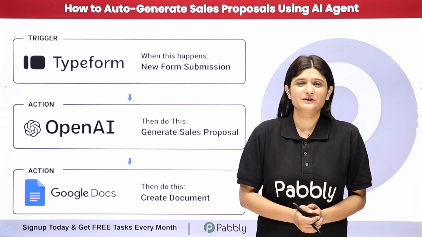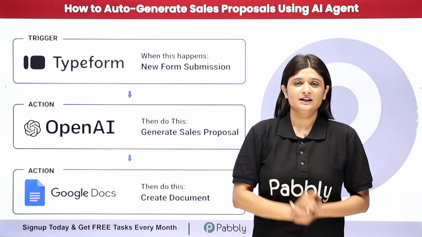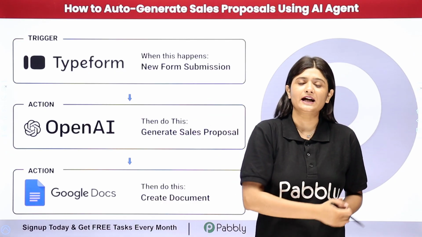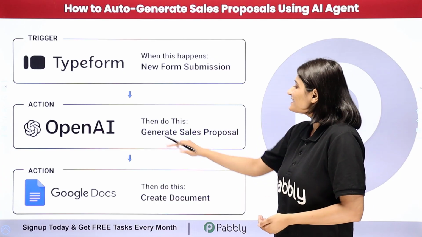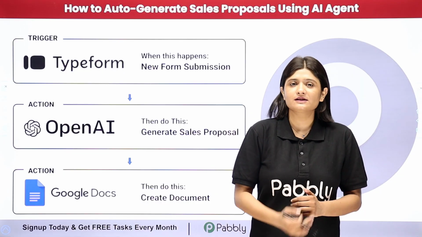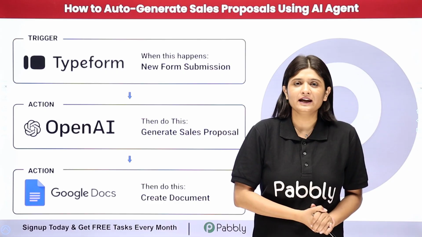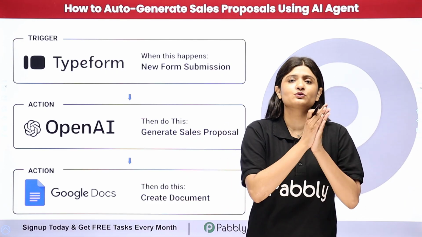In this video, we are going to learn how to auto-generate sales proposals using AI agent. So let's suppose I am running a business and I am receiving new form submissions from my Typeform. Now I want that whenever I receive a new form submission, the sales proposal according to that form submission should be automatically generated with the help of OpenAI. Here I am going to use my AI agent as OpenAI, and then this generated sales proposal should be automatically created as a Google Doc.